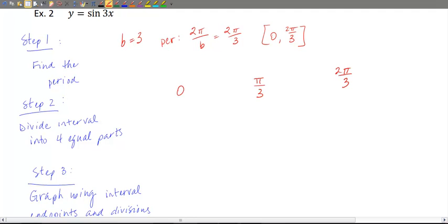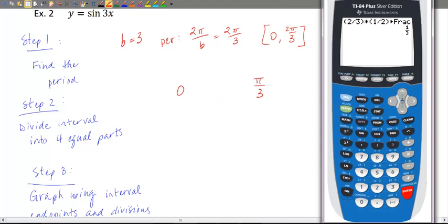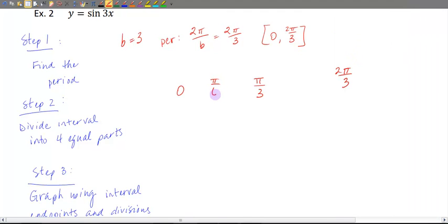So let's take half again. Between 0 and pi over 3, what is halfway in between 0 and pi over 3? So I'm going to take half of pi over 3, or multiply by 1/2 times 1/2. Math, frac, enter, and you get 1/6. Okay, so this is pi over 6.